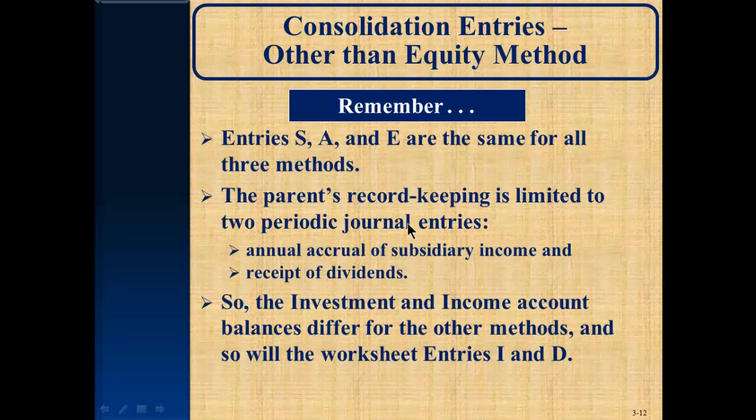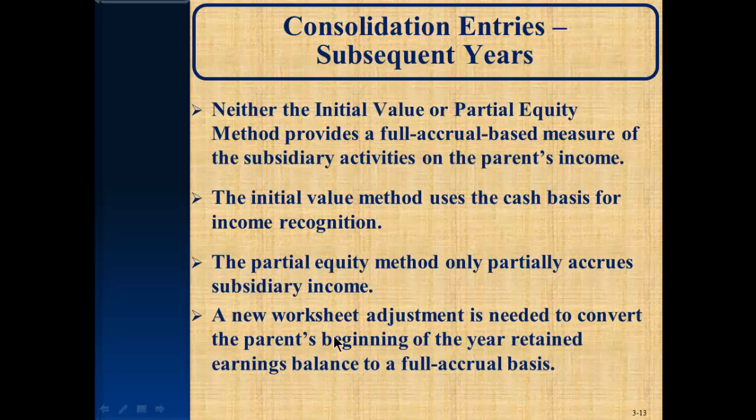And that's what I just said. So you've got two entries that you make, the accrual of the income and the receipt of dividends. Those two entries are going to be different. And then the thing is, the investment account that you're carrying on your general ledger, and of course the income account balances, either you're recognizing this equity income of the subsidiary, or if you're under the initial cost method, you're not doing that, and you're just going to record the dividend as dividend income. That's what you have to deal with, depending on which method you use.